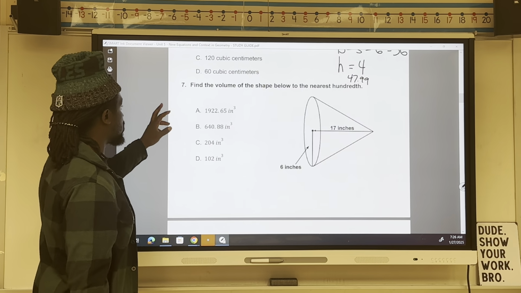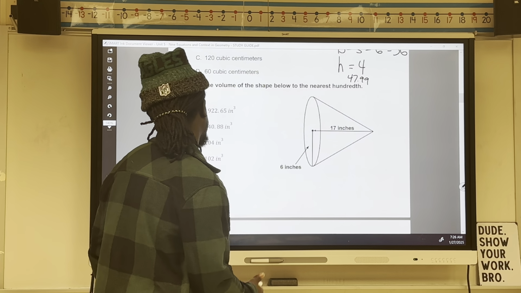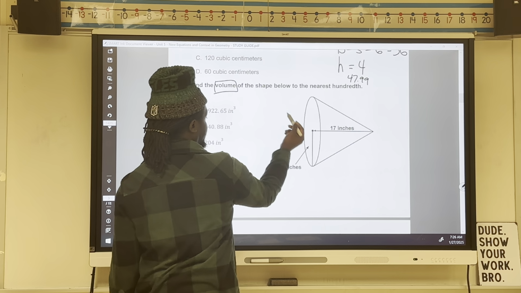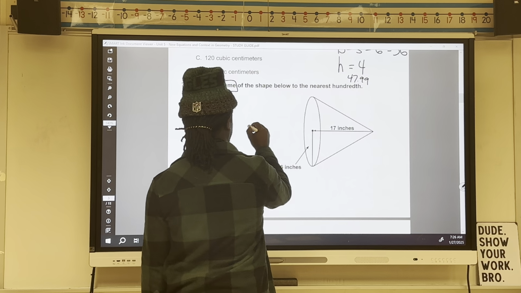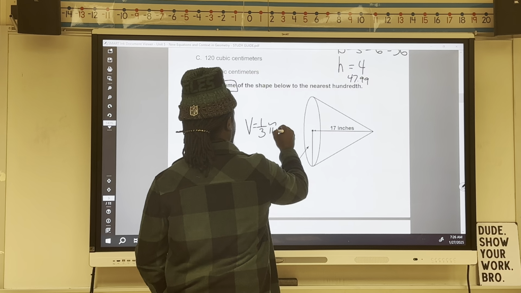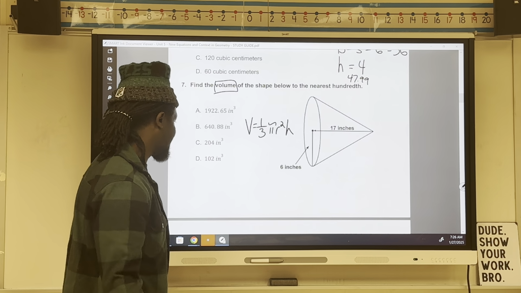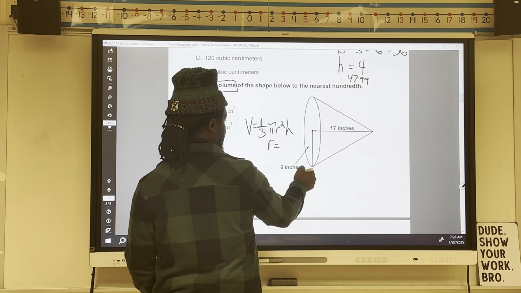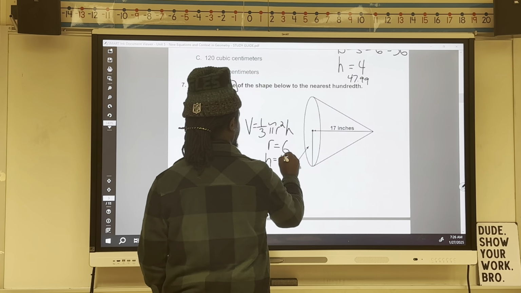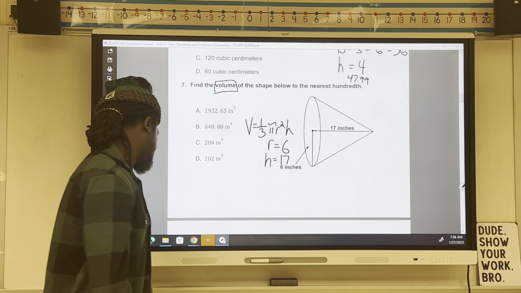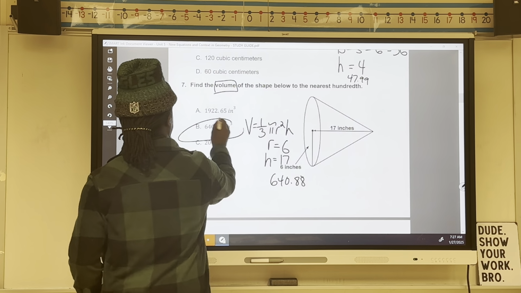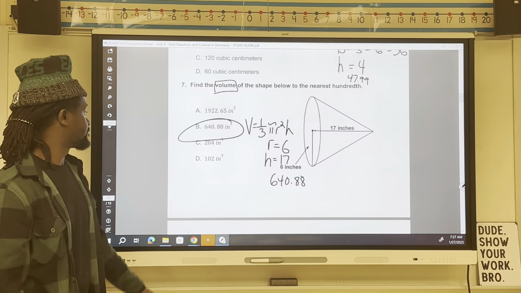All right, moving on. Find the volume of the shape. Okay, so I'm looking for volume. And what shape do I have? Well, that's a cone. So I'm going to start by writing my formula for the volume of a cone, which is 1/3 pi r squared times the height. And then I need to figure out what the radius is. The radius is 6 because it goes from the outside to the middle. And then the height is 17. And then I just plug it in. And once I plug that in, it's going to give me 640.88. And so my answer is B. Okay, simple as that. All right, moving on.